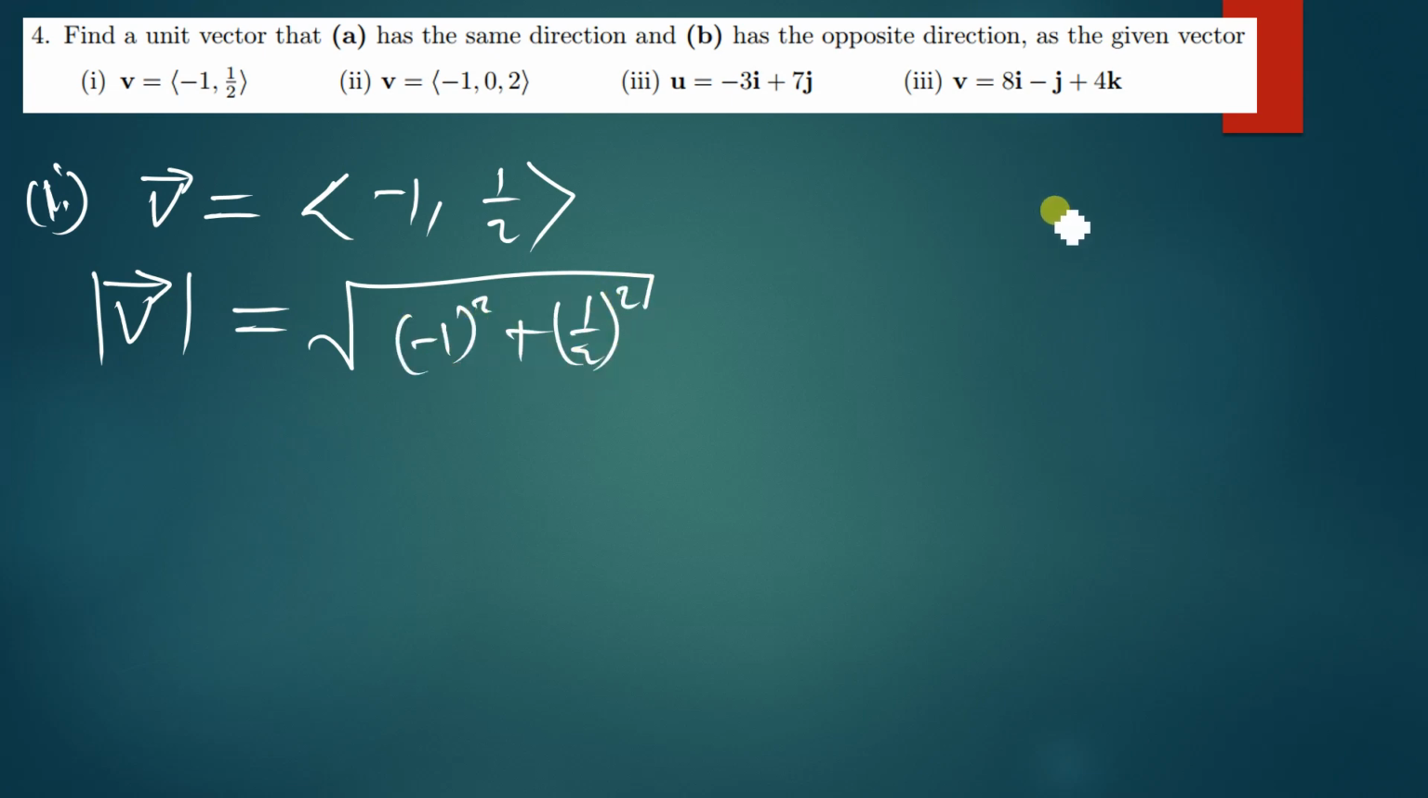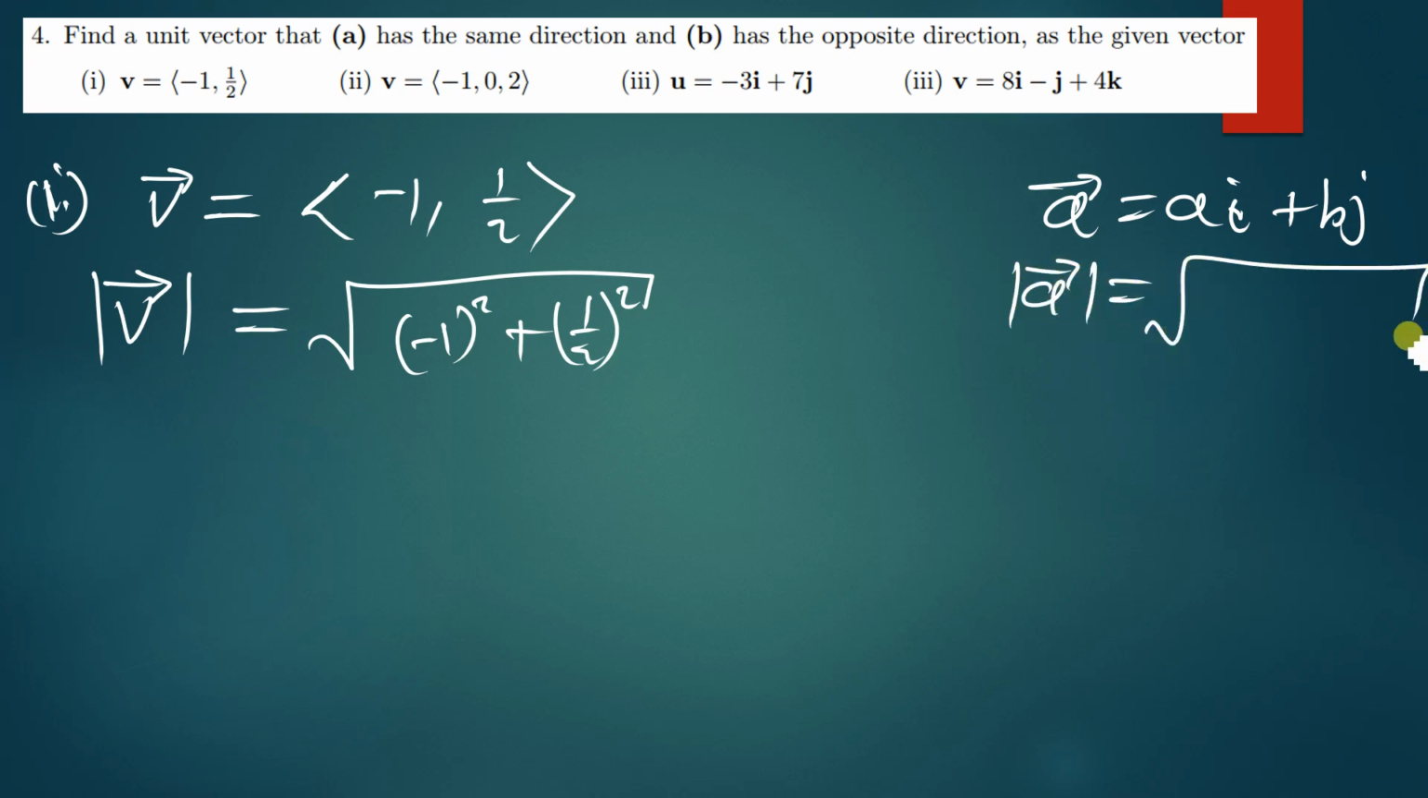If you have the vector A equals ai plus bj, the magnitude of vector A is simply the root of a squared plus b squared. You just get these components, square them, and find the square root. That's the magnitude of that given vector. So let's find the magnitude of this vector V.